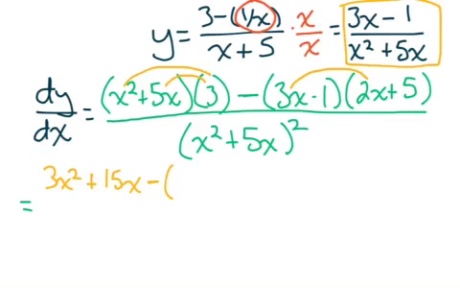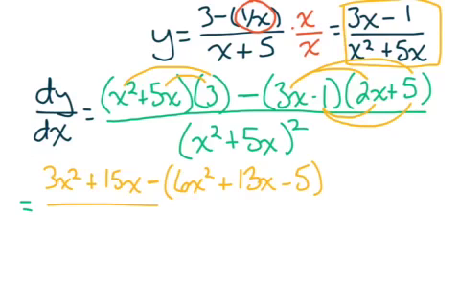So 3x times 2x is 6x squared, and 3x times 5 is 15x, and negative 1 times 2x is negative 2x, which is going to give me 13x. And then finally, negative 1 times 5 gives me negative 5. And this is all over x squared plus 5x squared.